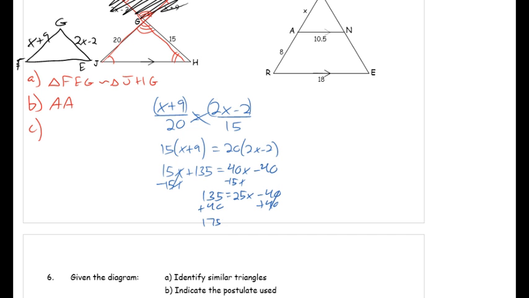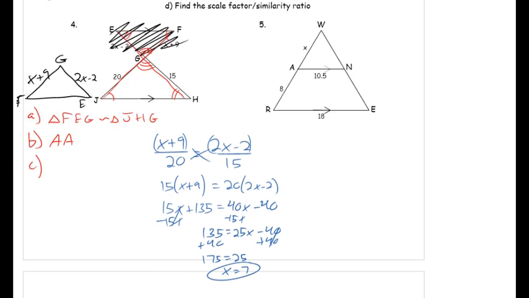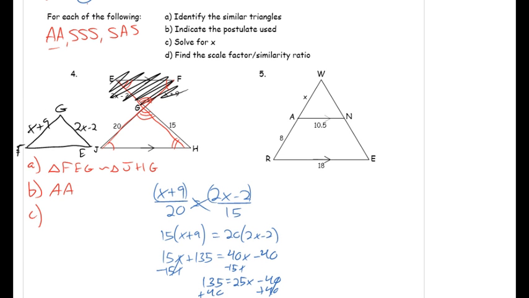So we have 175 equals 25x. So x is going to be equal to 7. Okay, so we have part C, x is 7. The only thing we have to do in part D is find out what the scale factor, or the similarity ratio, is. Well, let's see what we've got going on.